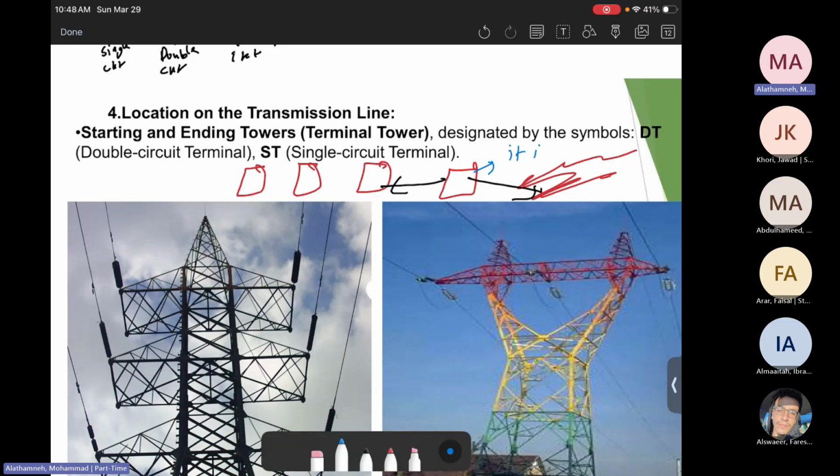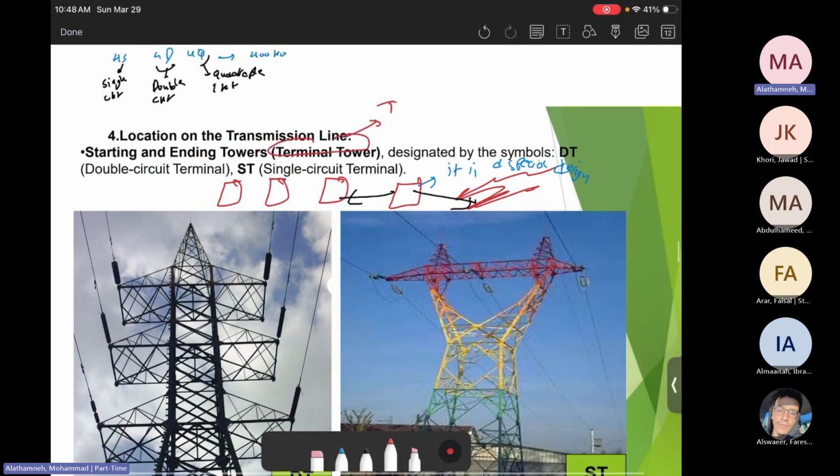It is a special design that can handle different forces from the right and from the left. Since it can handle different forces from the right and from the left, then it's a special design. Then we need to make it different. Then we call it a terminal tower. The terminal tower is denoted by T, but keep in mind, we need to make sure, is it double circuit or single circuit? So we can have DT, ST, or QT.